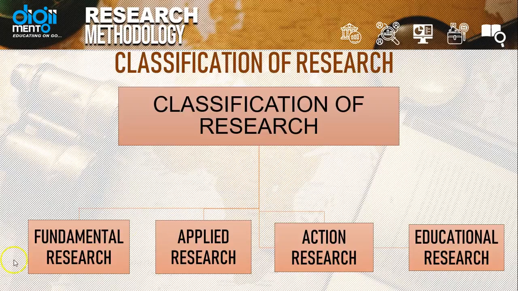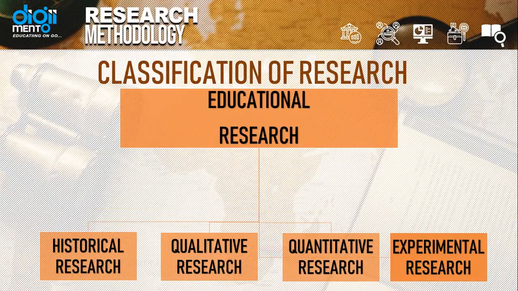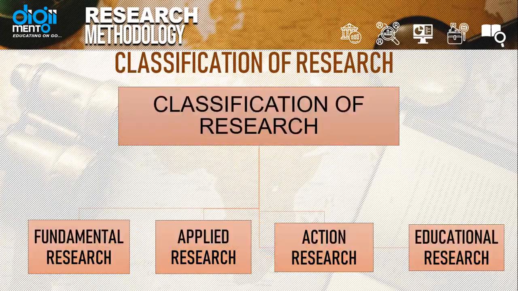Now the next one is classification of research. In the classification of research, we basically divide research into four types. The first type is fundamental research, the second is applied research, the third is action research, and the fourth is educational research. Further, we divide educational research into different parts: the first is historical research, the second is qualitative research, the third is quantitative research, and the fourth is experimental research. Okay, so let's discuss them one by one.